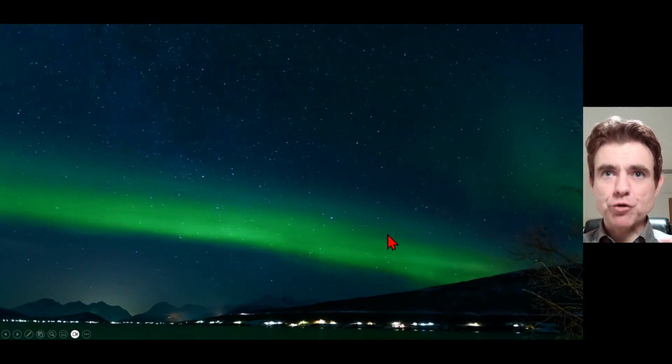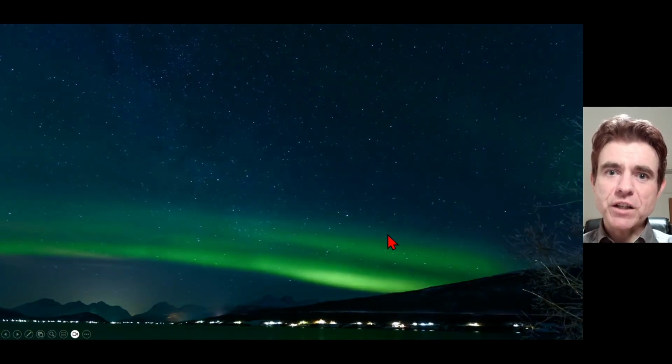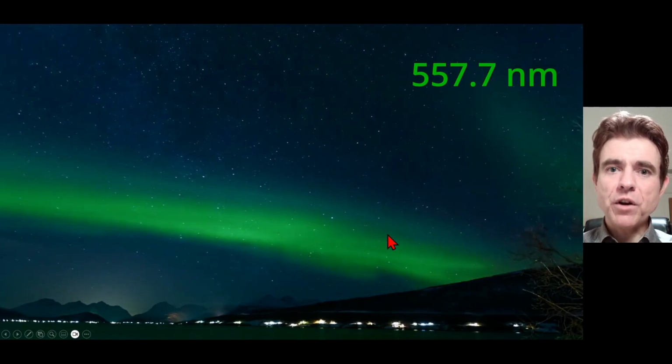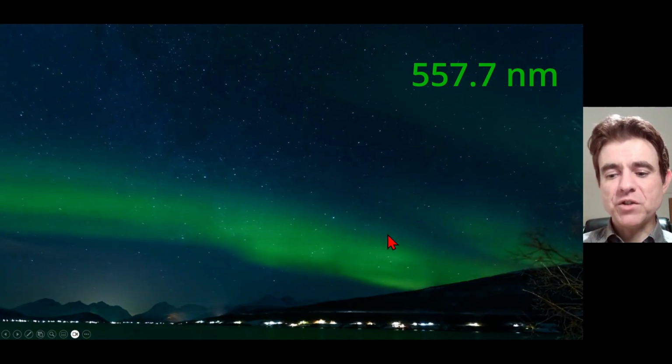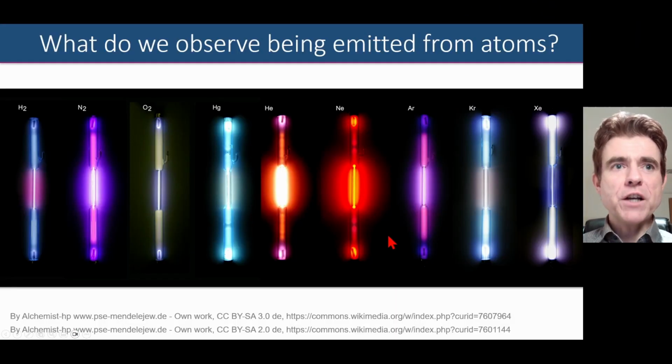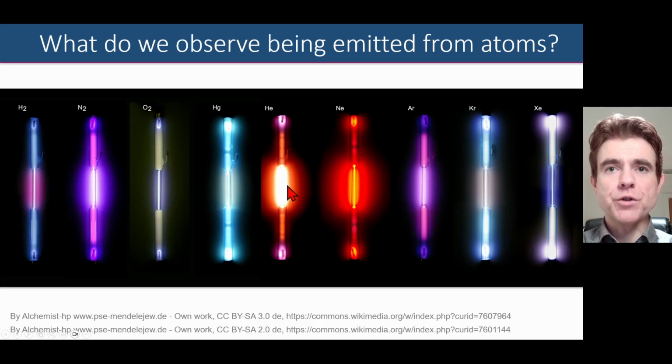And what we see with this green light is a very distinct single wavelength of light given off by atomic oxygen as it de-excites. In fact, we can put many gases within these gas discharge tubes, and we observe there are very particular wavelengths of light given off from various atoms. And each atom has its own signature of line spectra of photons that are emitted.